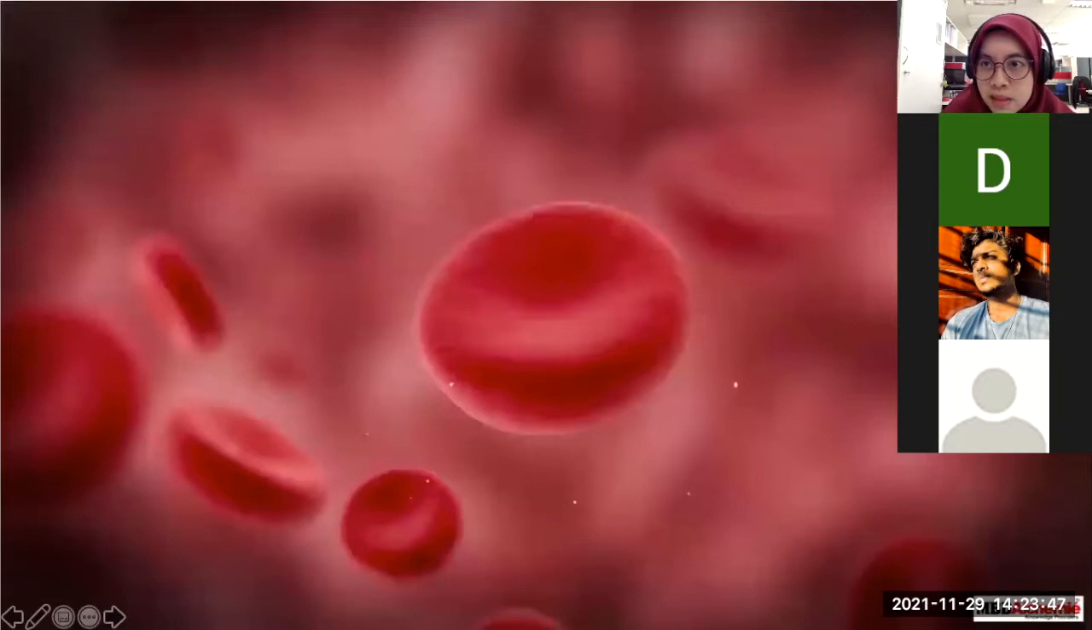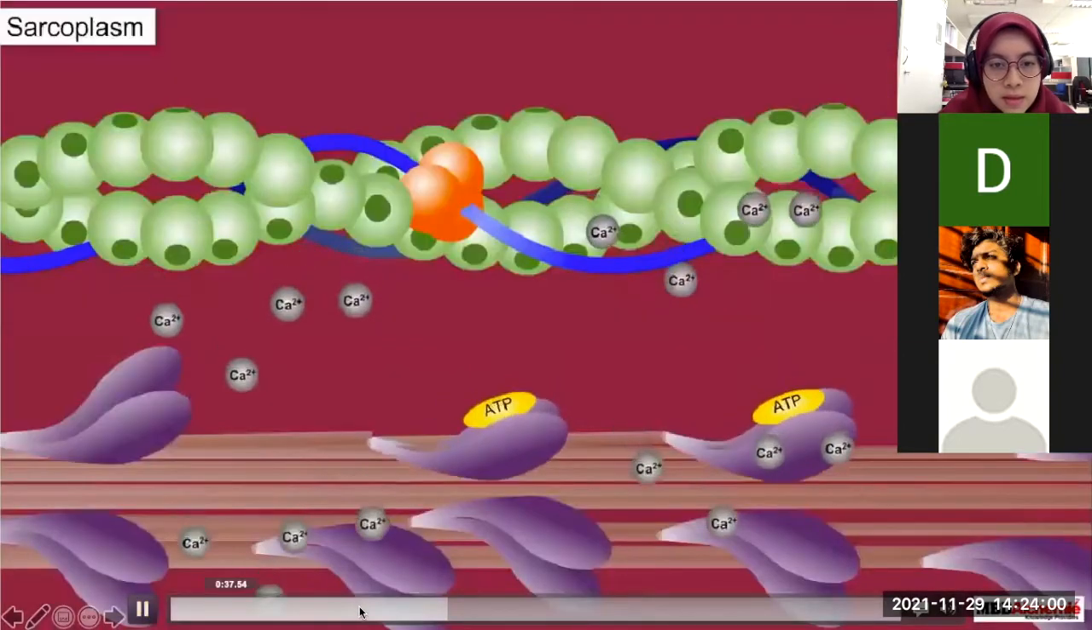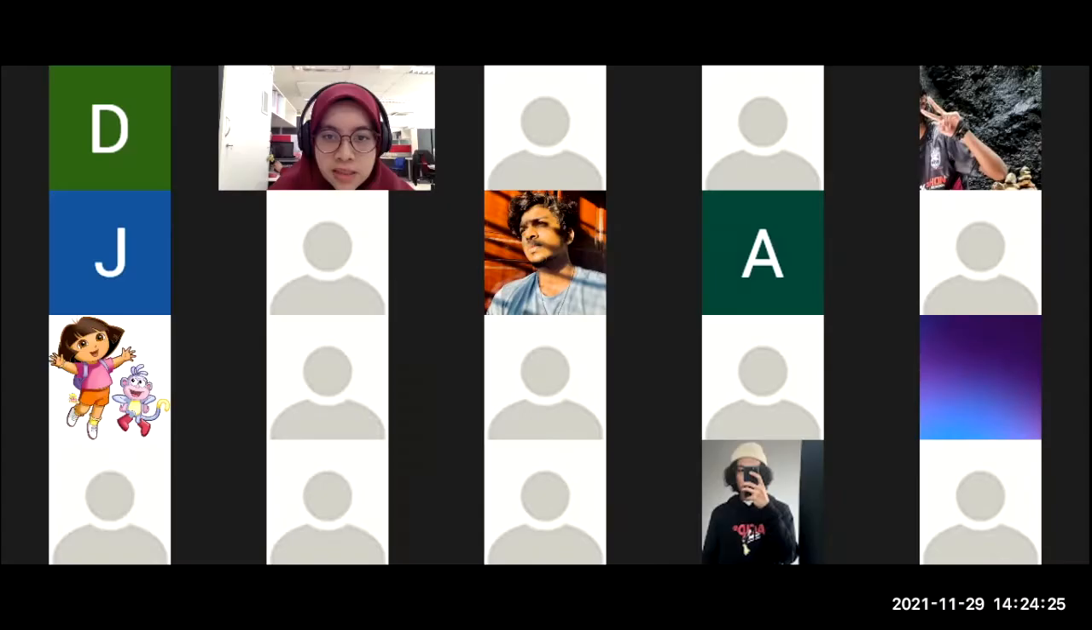Before that, let me show you the video for this one. This is the neuromuscular junction. Action potential arrives at the neuromuscular junction. Now this is acetylcholine. Acetylcholine will bind and activate the sodium channel.